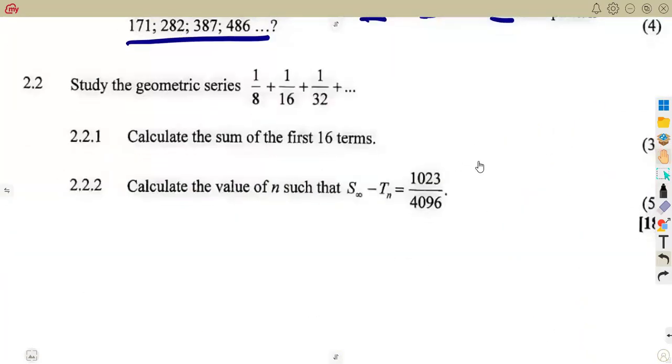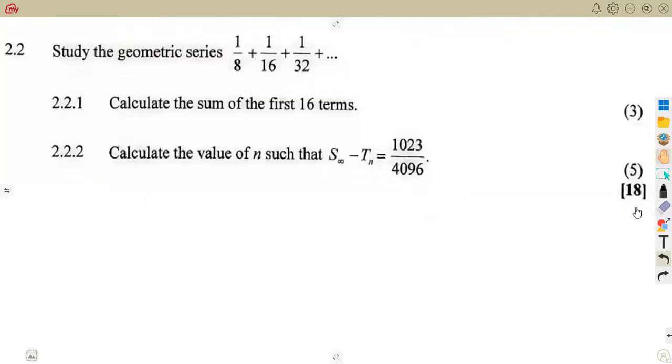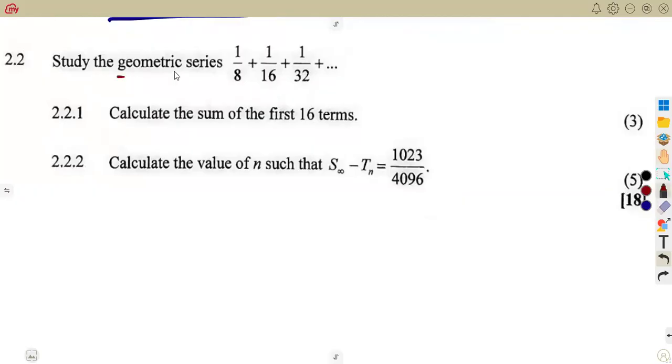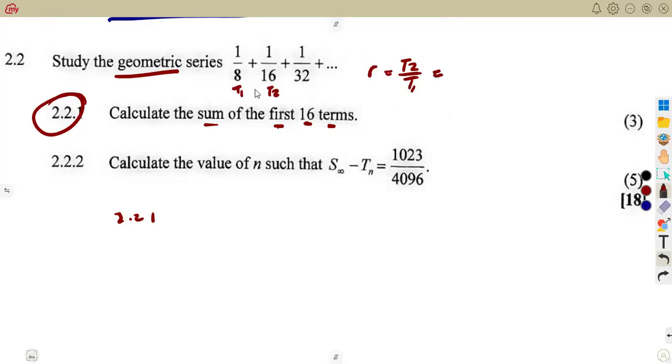Considering this part, you're given to study the geometric series. All right, so let's see our geometric series. We are already told it's a geometric, where we have got the common ratio, second term over what? The first term. So the question was, calculate the sum of the first 16 terms. All right, calculate the sum of the first 16 terms. So we are given, okay, let's see. That's 2.21. So this is our first term, second term.